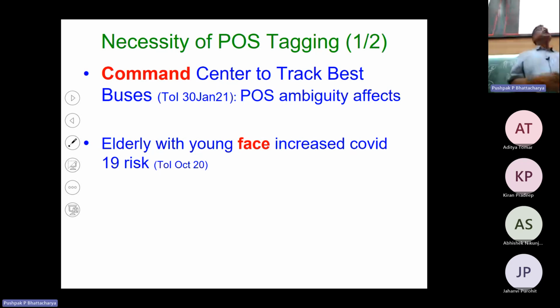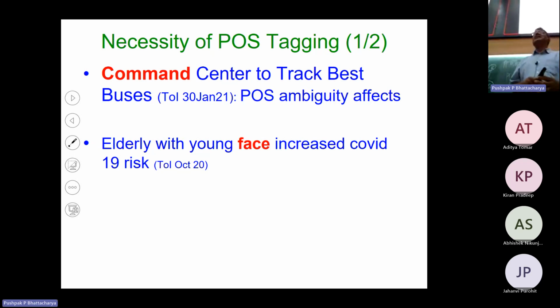The next one is also an example of that kind. Elderly with young, that is where the pause should be. Elderly with young face increased COVID-19 risk. This is understandable: old people who have young children or young members in the household face increased COVID risk. But change the part-of-speech of face to noun, and it means people who are old and have a young face have increased COVID-19 risk. This is again a strange meaning.